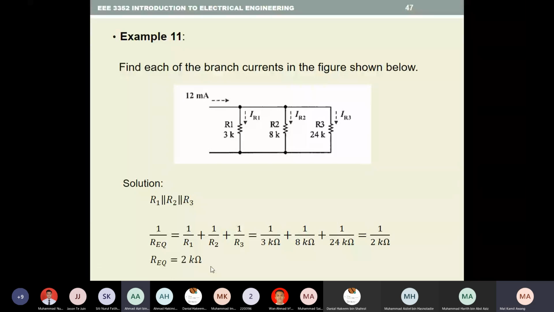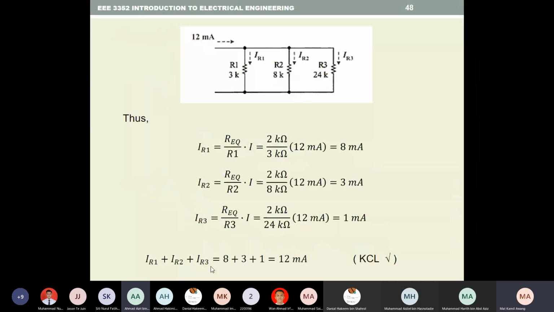So now we already have the R equivalent. Therefore, we can solve this problem using the formula Ix equals R equivalent divided by Rx times Is. For IR1, it is R equivalent over R1 times Is: 2 kilo ohms, which is the R equivalent we calculated just now, divided by 3 kilo ohms times 12 milliamps, equal to 8 milliamps.